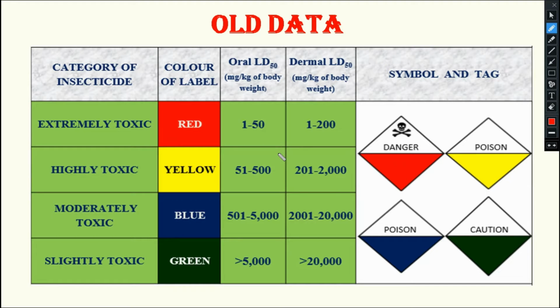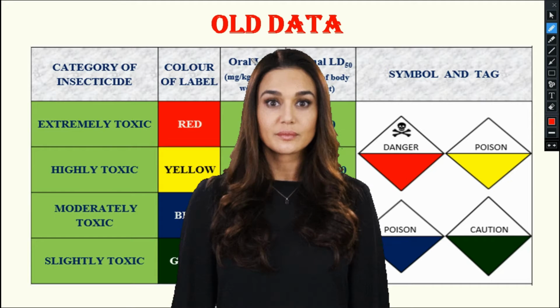Hello everyone. So today in this class we are going to discuss this toxicity level, the category of insecticides based on toxicity. So you see, basically some terms you should know before going into this table. Those are oral LD50 and dermal LD50. I hope all of you know what this LD50 is.